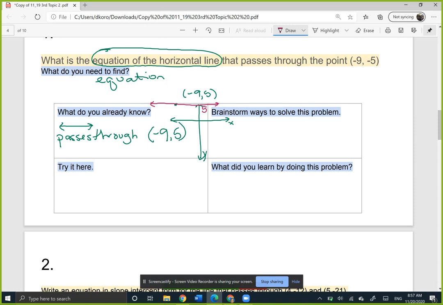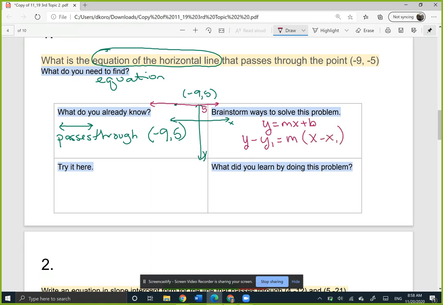A couple of ways we can brainstorm: I saw on your work, we can use slope-intercept form, so y equals mx plus b. Oh, there's something more we know. Or we can use point-slope: y minus y1 is equal to m times x minus x sub 1.